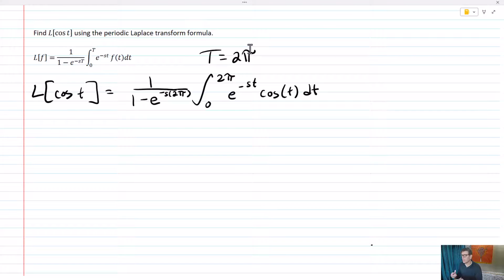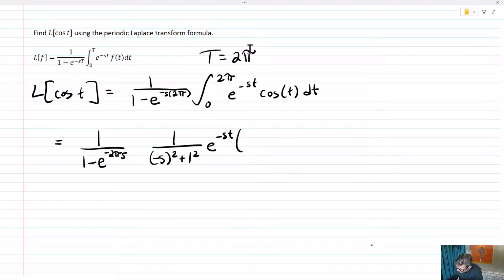And what we'll do now is utilize an equation from our list of equations. So we've got 1 over 1 minus e to the negative 2 pi s. And that's going to be 1 over, and our a is going to be negative s, so this is going to be negative s squared plus 1 squared, times e to the negative st times, and we'll get negative s cosine t, plus sine t, evaluated from 0 to 2 pi.